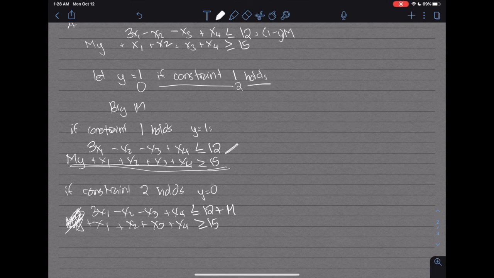So in this case, we are able to model that only one constraint holds. If y is equal to 1, then we keep your first constraint and the second constraint becomes redundant. If y is equal to 0, the first constraint becomes redundant and we keep your second constraint.